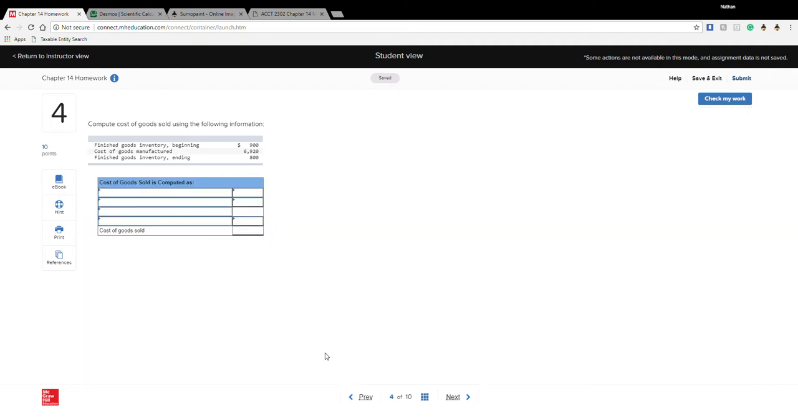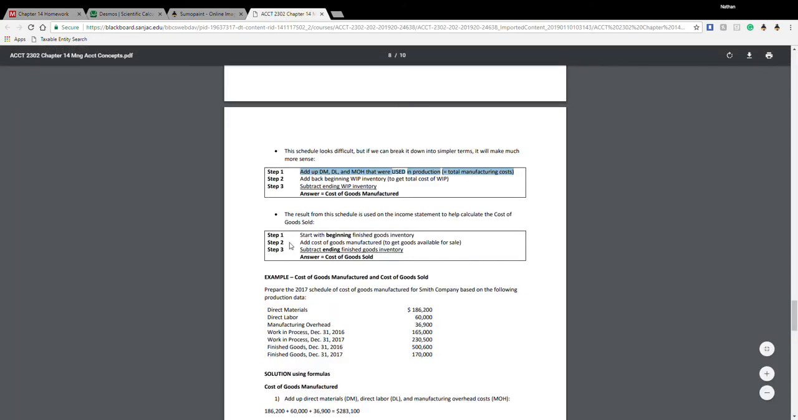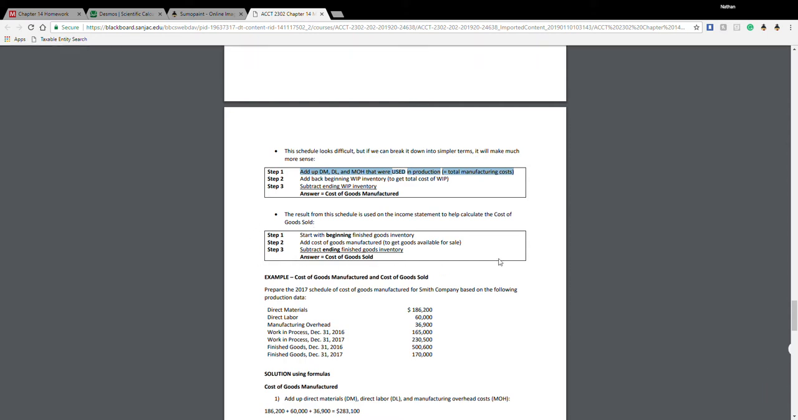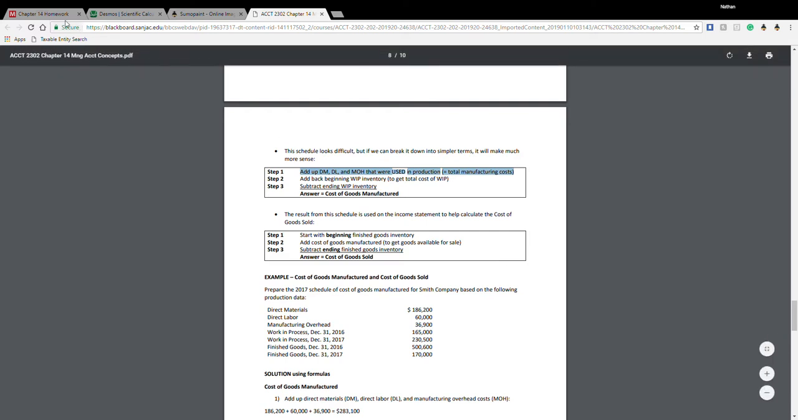Let's go with 4. Okay, now it's time to compute cost of goods sold. Again, you can check your notes real quick. Here's cost of goods sold. So you actually see what goes into it. Again, notes work good with the homework. So, can't use them for quizzes, but they still work for the homework. Always look in. It will help you out.